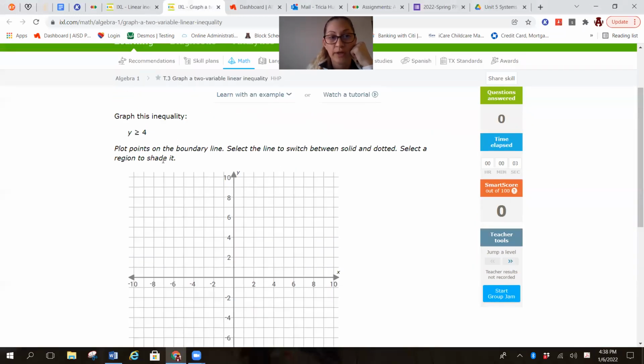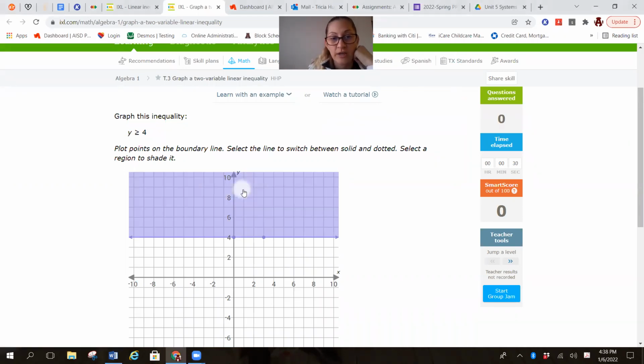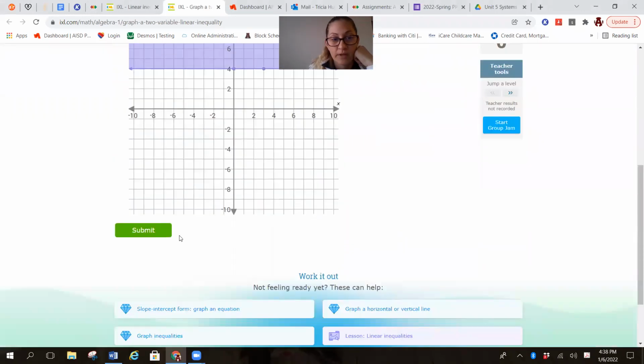Okay, let's do another one. I need to go to the y. I need to go to the 4. I need to touch part of the line. Now this says it's solid. The symbol is equal and greater than. So because it's equal, we're going to get a solid line. And greater means shade above. Submit.